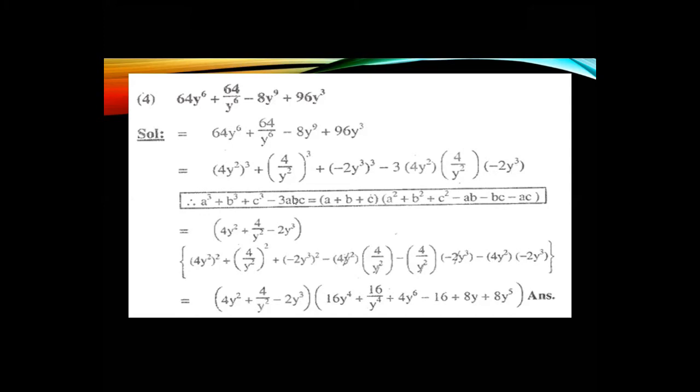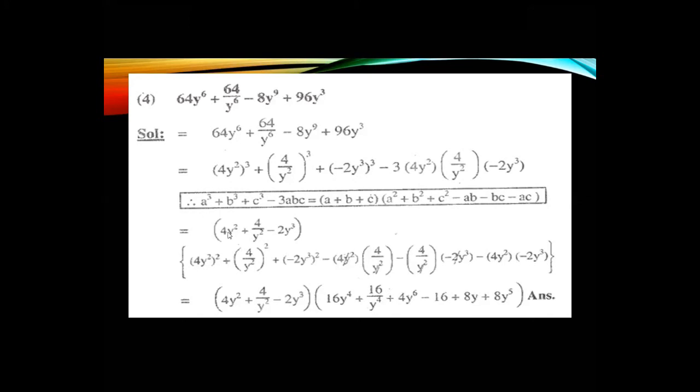Okay, this is the formula we are going to apply in this question, that is a cube plus b cube plus c cube minus 3abc is equal to a plus b plus c, a square plus b square plus c square minus ab minus bc minus ac. Now, what is a here? 4y square. What is b here? 4 upon y square. And what is c here? Minus 2y cube.